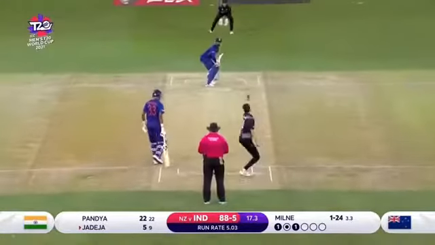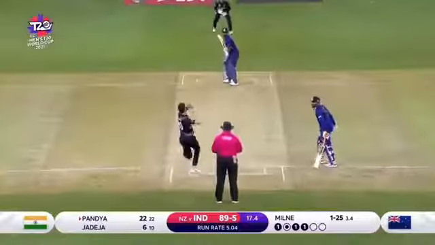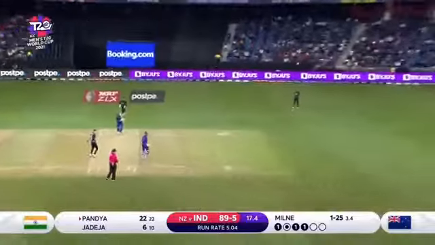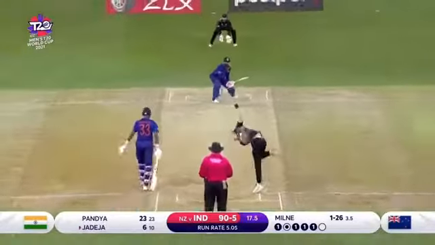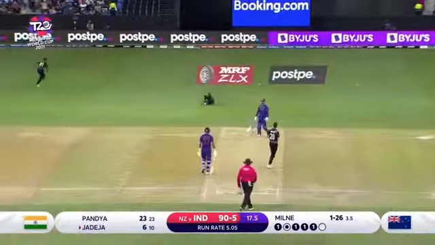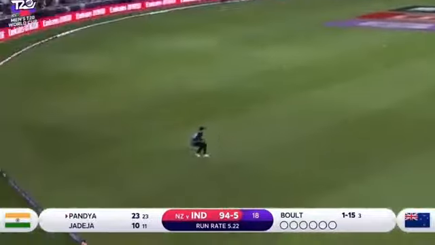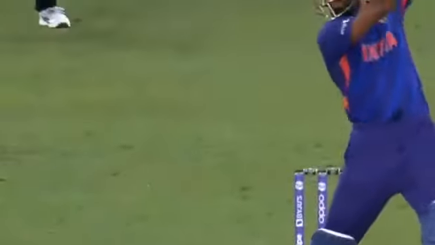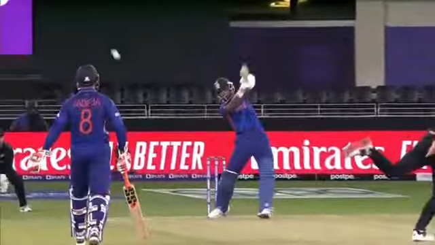Yeah. Hit straight. Again. A sad manner for Ferguson. Gets that one away. Straight into the hands of Martin Guptill. Trying to force it on the offside, not getting any elevation. He was out of the circle and on the boundary for this.